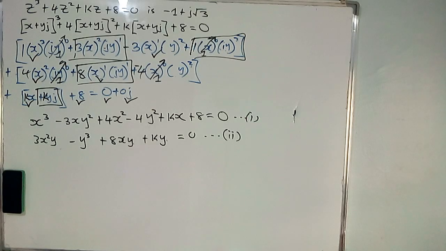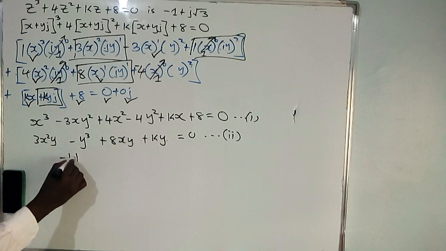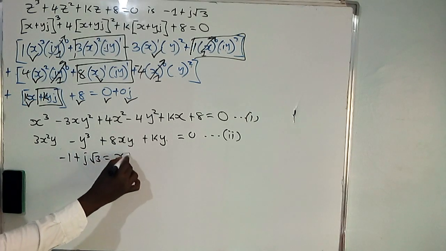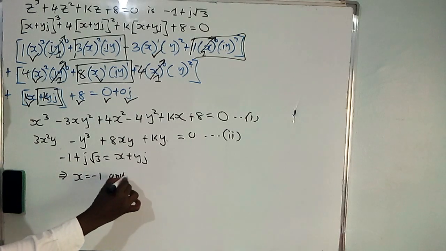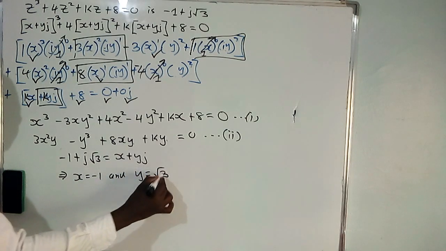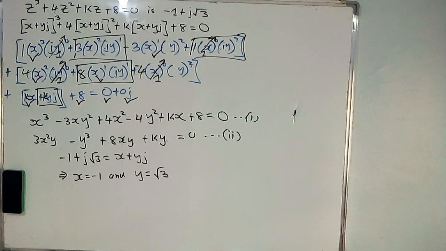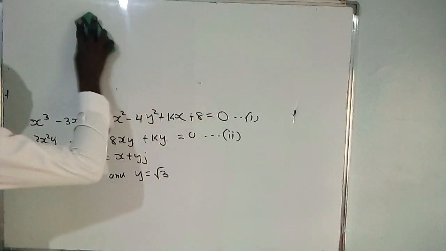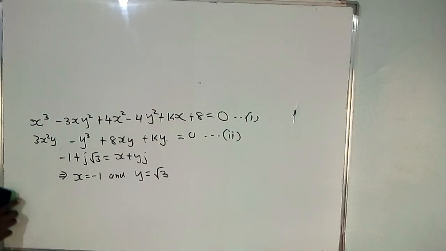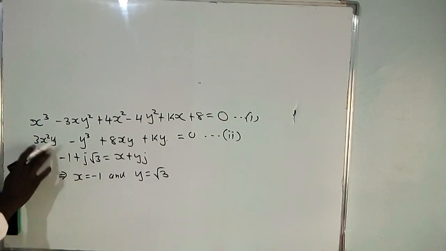We've been told one of the roots is what? One of the roots is negative 1 plus j root 3. Remember, this is in the form x plus yj, isn't it? Meaning they have given you one of the solutions. Meaning from here you can see x is equal to negative 1 and y is equal to root 3. Have you seen that? Because one of the solutions is negative 1 plus j root 3, but this is in the form x plus yj. Meaning you can extract the x value from that and the y value, isn't it? So from this x is negative 1 and y is root 3.